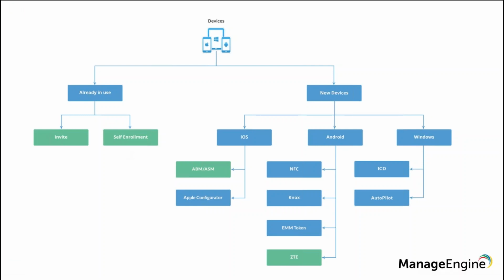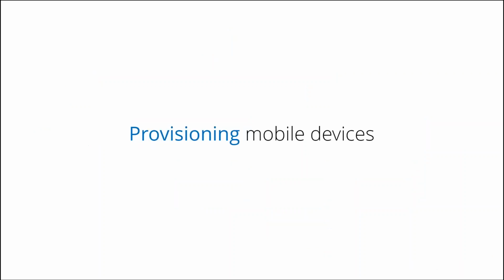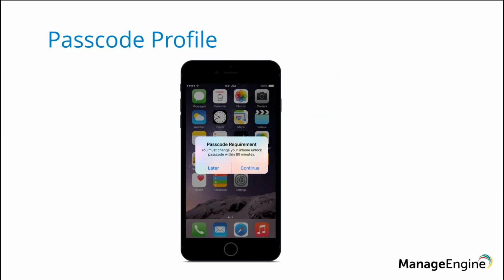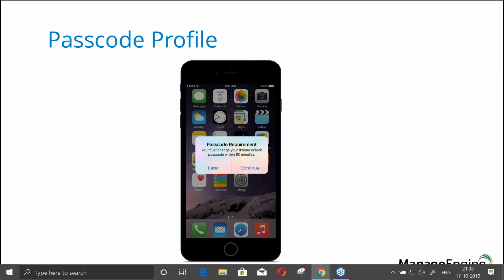So since there are close to around, I would say 12, if I'm not wrong, or 10 enrollment types that we provide with the MDM solution, I would not be able to cover them all in one single go over here. So I've covered the major part of the enrollment system itself. But now that the devices have been successfully enrolled, it's all about provisioning the mobile devices with a particular system.